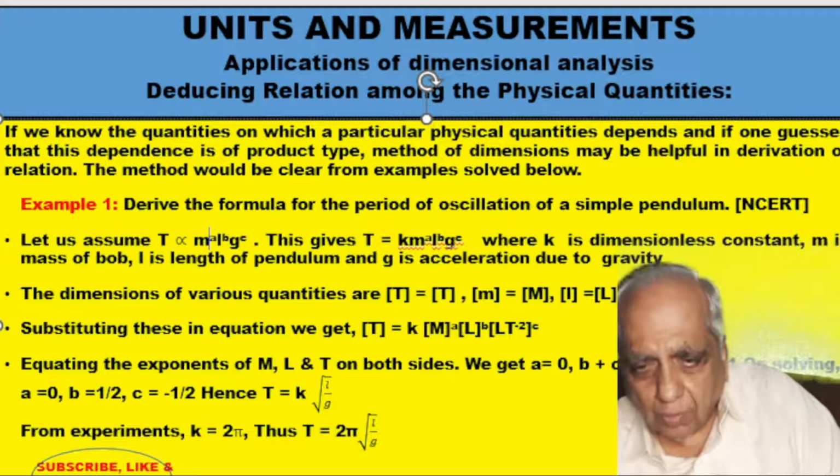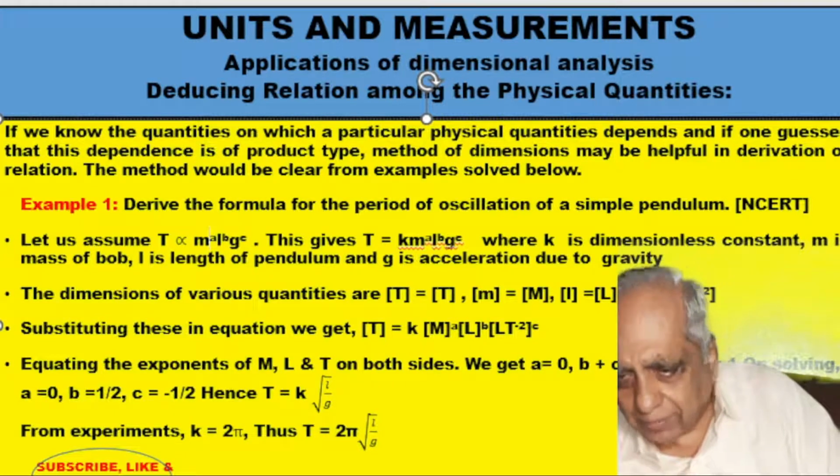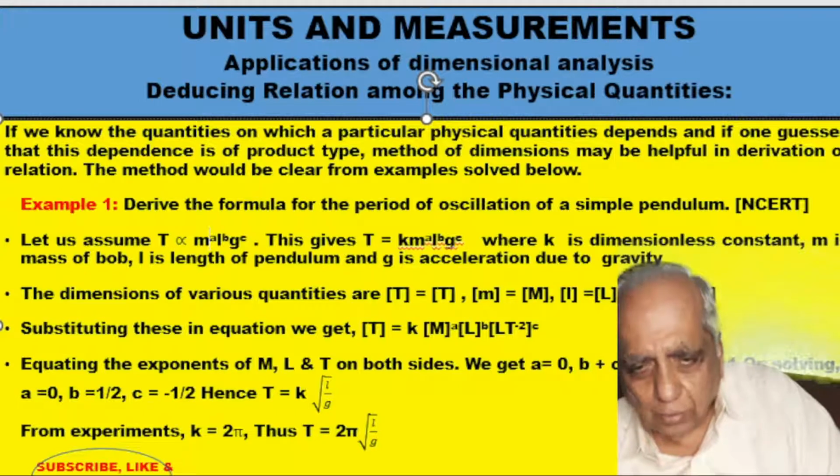Suppose you know that the period of oscillation of a pendulum may depend on the mass, on the length of the pendulum, and acceleration due to gravity at that place. I only know this by judgment. Now, how to make an equation?